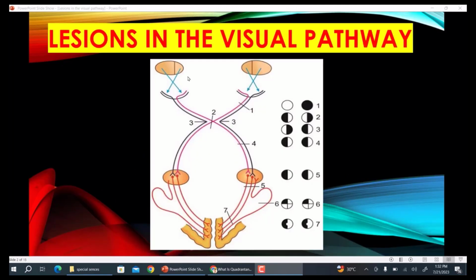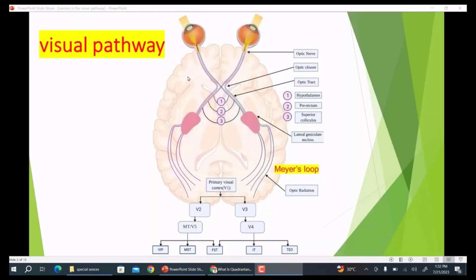Bismillahirrahmanirrahim. Today I am discussing lesions in the visual pathway. I have already discussed the visual pathway in lecture 1 in detail. For quick recall of the memory, I am briefly discussing it here again.